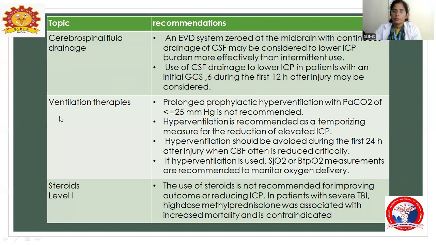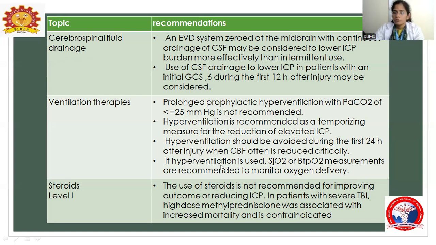So ventilation therapies, as I've already said, prolonged and very severe hypocapnia is not advised now. This is only explained in this point. That is, prolonged prophylactic hyperventilation with PaCO2 of less than or equal to 25 millimeters of mercury is not recommended. Hyperventilation and hypocapnia should be used only as a temporary measure for reduction of elevated ICP. So hyperventilation should be avoided during the first 24 hours after injury when cerebral blood flow is often reduced critically.